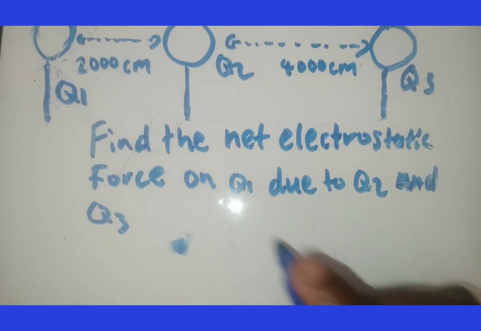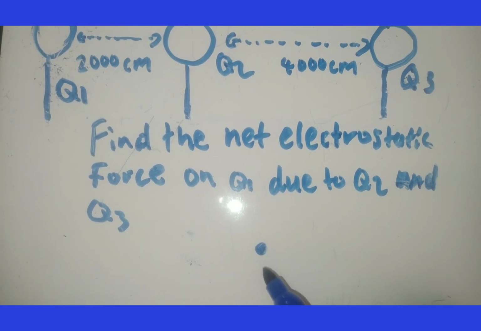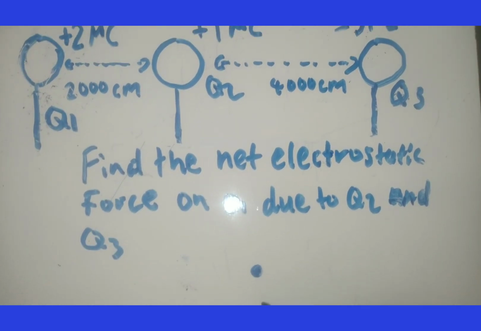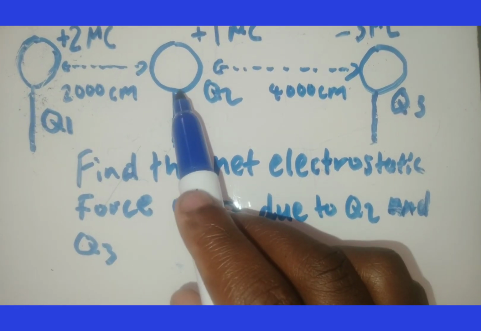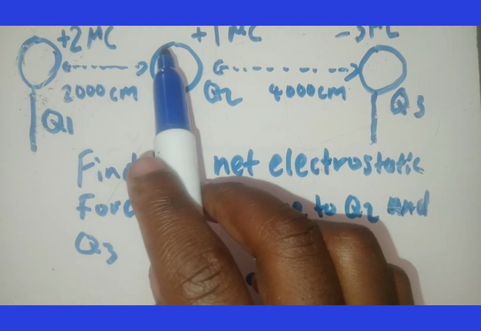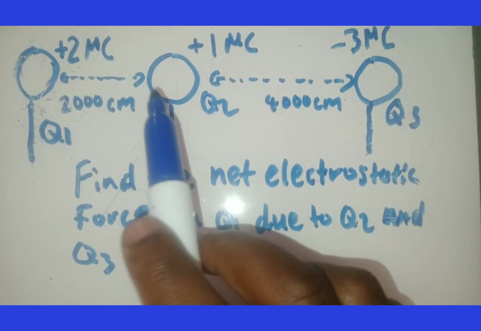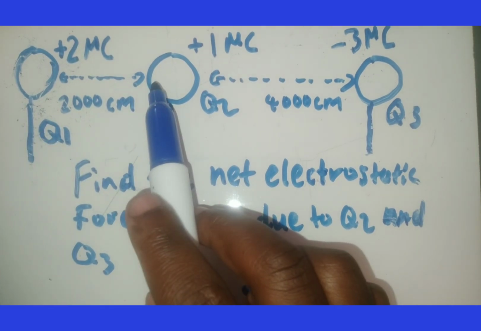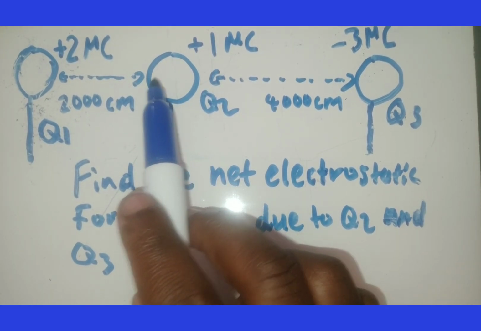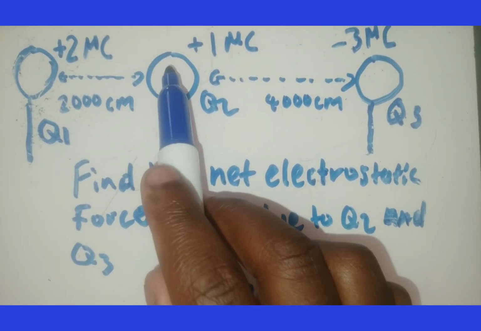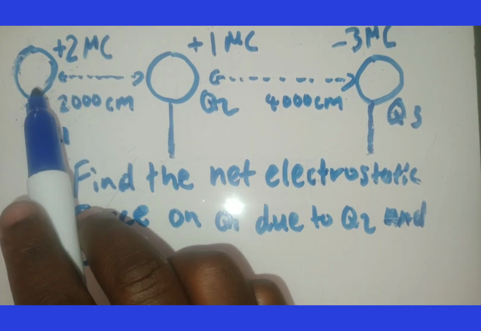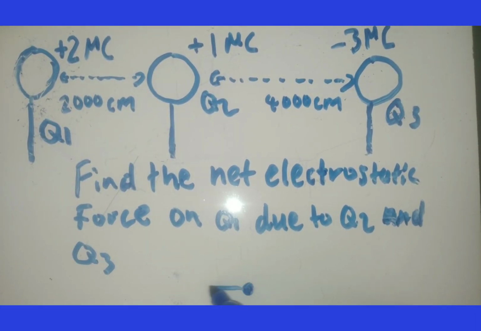I'm just going to draw it here. Okay, so this is going to be for Q1. Let's find out what Q2 is doing to Q1. Q2 and Q1 are like charges, right? Positive and positive, so it's a repulsive force, meaning they are repelling each other. Q2 is pushing Q1 away, and Q1 is also pushing Q2 away. So since Q2 is pushing it away, the force of Q2 on Q1 is away.